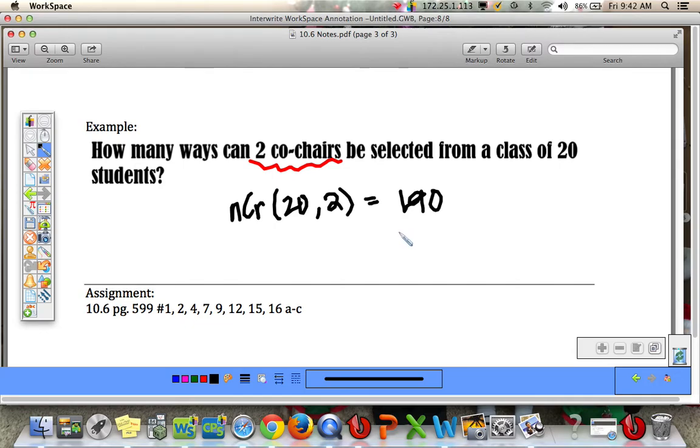So your assignments will actually be a worksheet where you go over, is it a permutation or combination, and how would you solve?